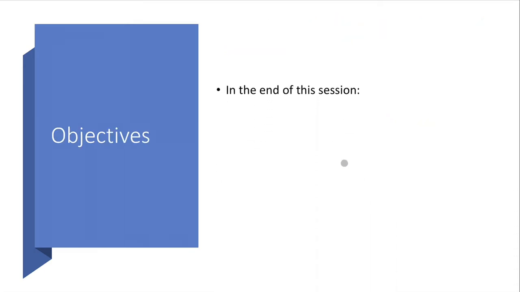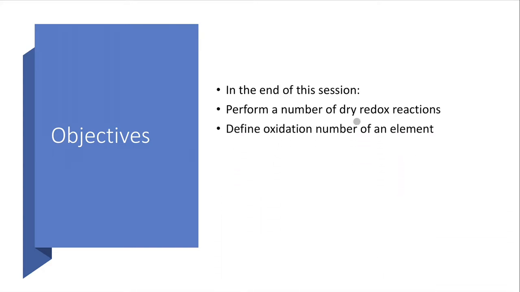So let's proceed. The objectives of this video: you will perform a number of dry reactions. The dry redox reaction that we will talk about is the combustion of magnesium, and we will understand that this is a redox reaction. We will define the oxidation number of an element, and then we will apply it, and we will notice the main usage of the oxidation numbers in redox reactions: what do we care about having oxidation numbers in order to conclude if the reaction is redox or not?